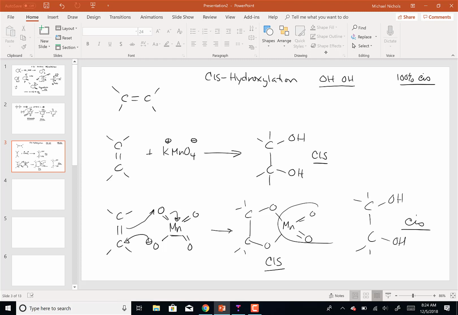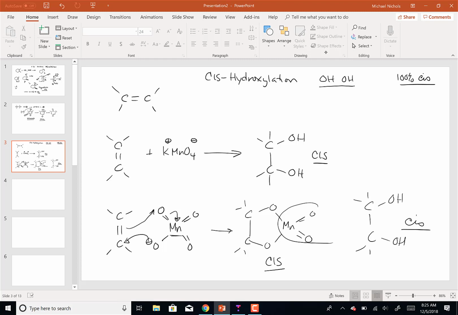And again, I wouldn't ask you for this mechanism, but hopefully you can remember, oh yeah, that's right, it's a 5-membered transition state. I'm adding the 2 O's at the same time, it's got to be cis. That's why I show you these, so hopefully if you get stuck, you can go back and remember that. Or you can remember it to begin with so that you don't have to just say, oh, it's cis. It's cis because it has a 5-membered ring.